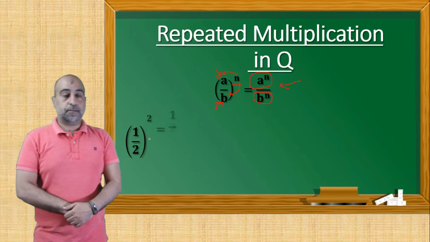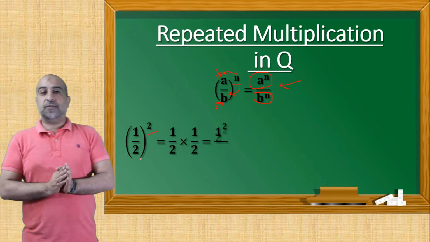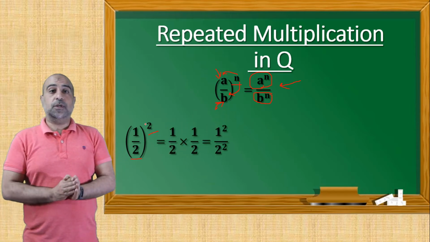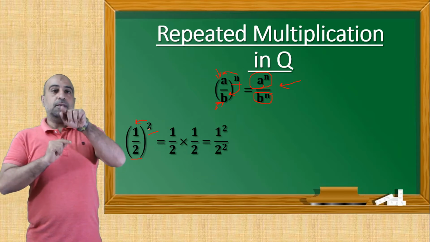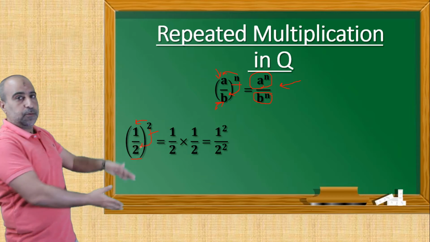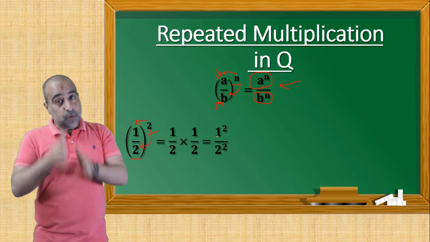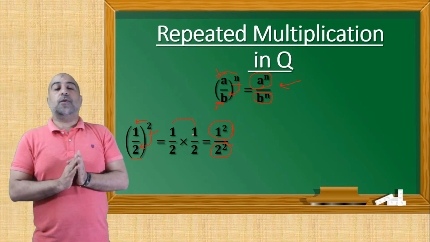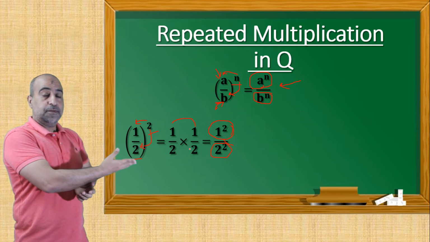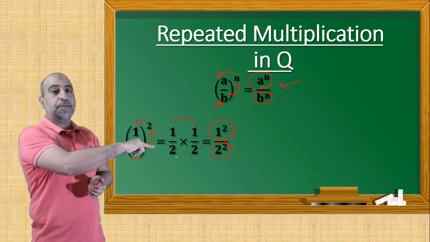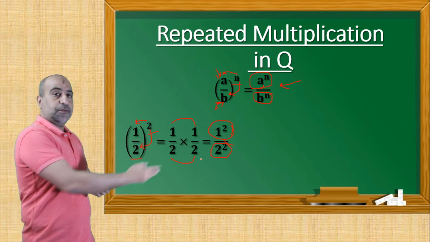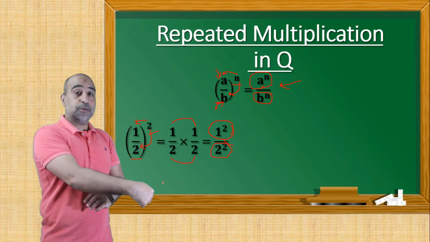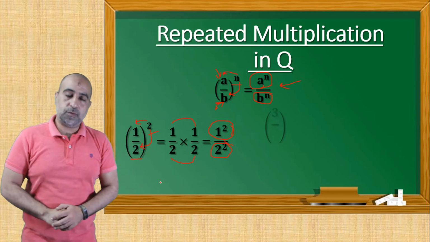For example, (1/2)^2. The 2 will be the power of 1, which is the numerator, and the power of 2, which is the denominator. Just like half to the power of 2 equals half times half. Now the result will be 1 times 1 in the numerator, 1 times 1 equals 1 to the power of 2, and 2 times 2 is 2 to the power of 2.